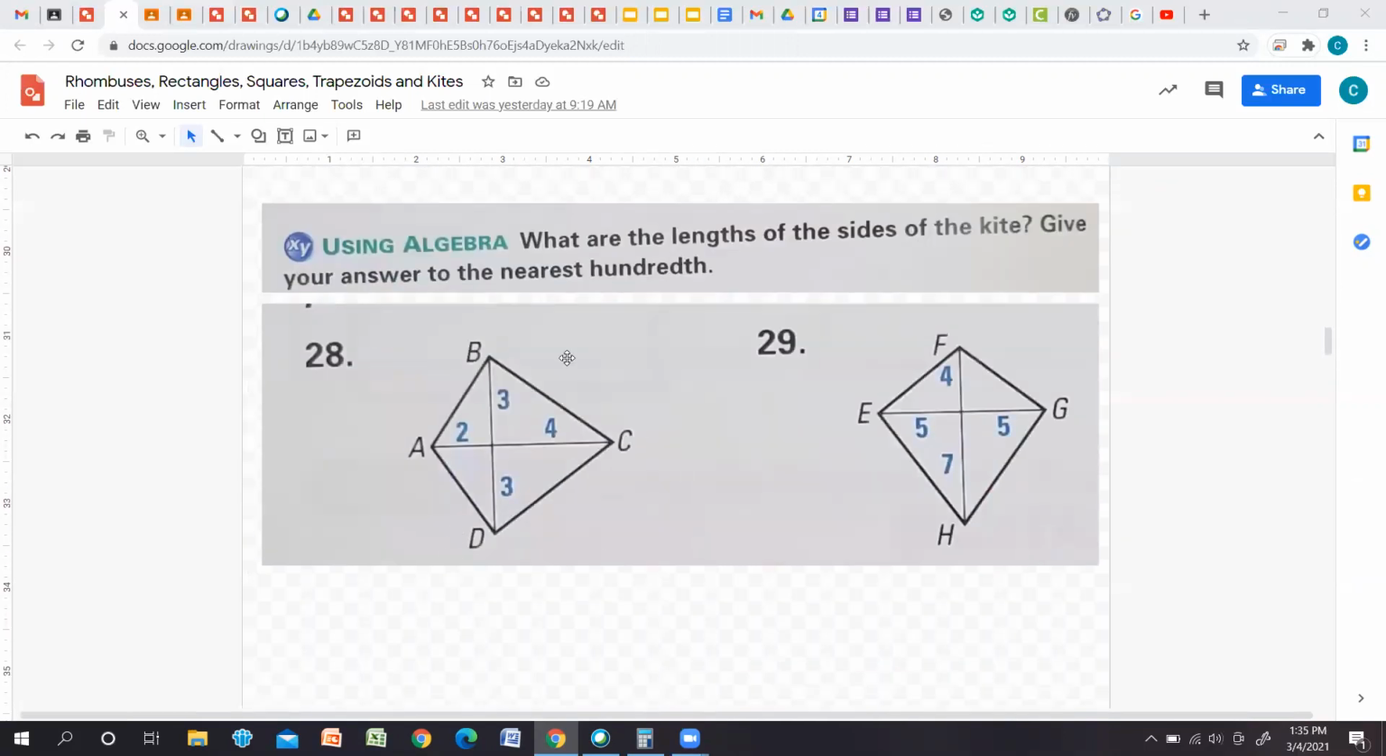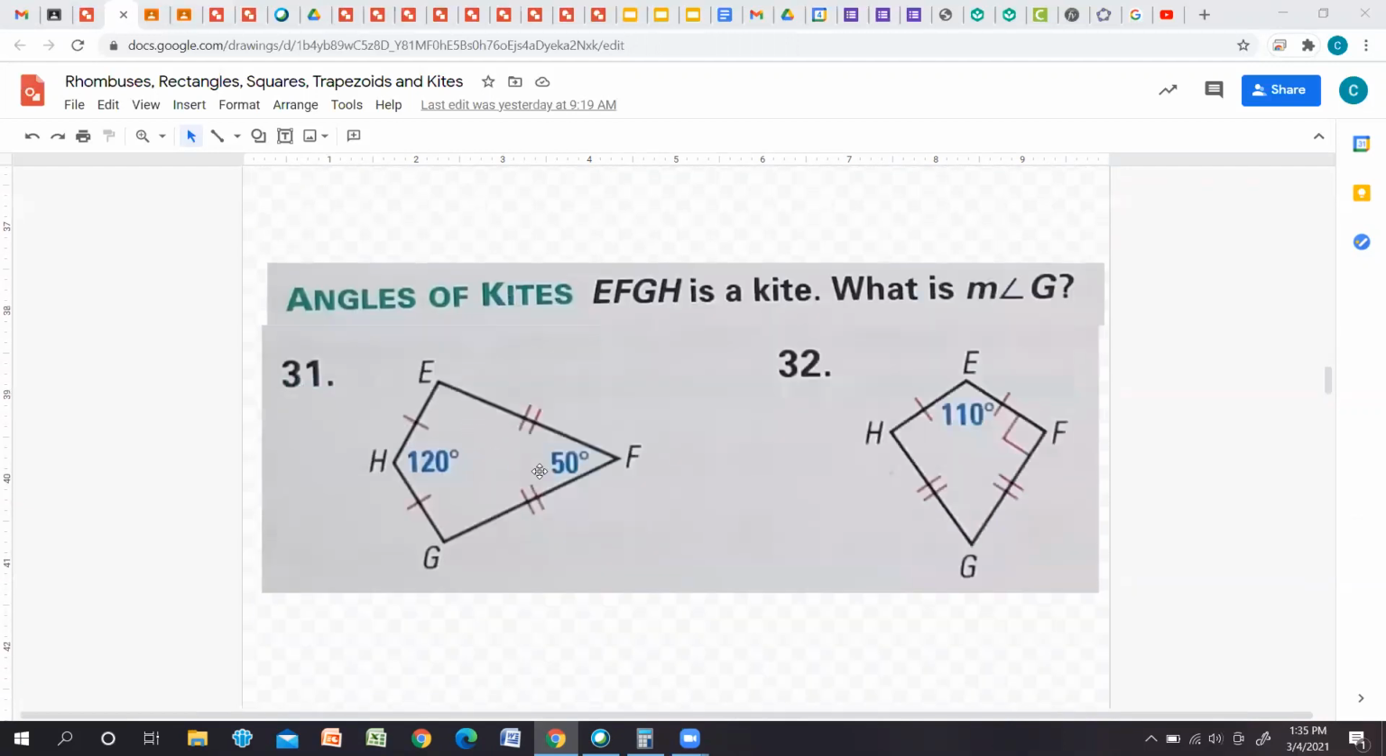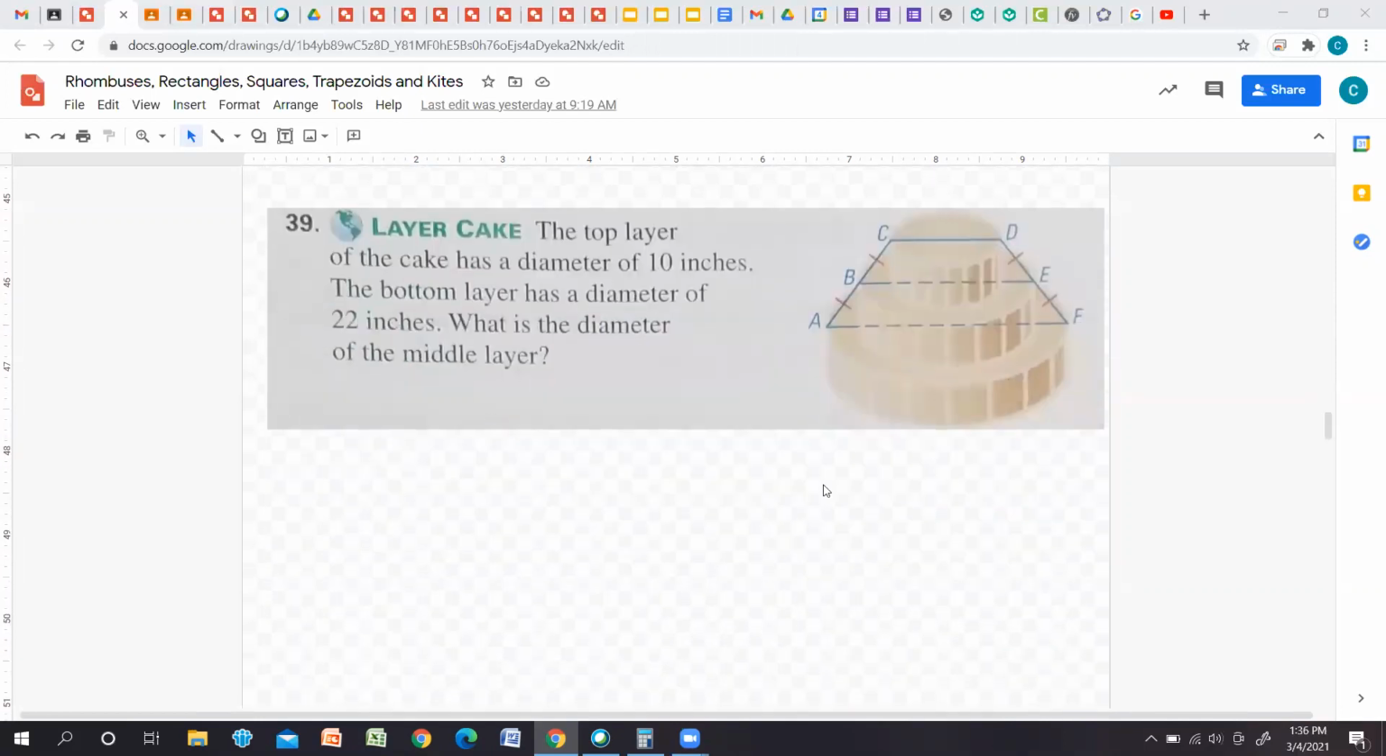So here, we did this in class, right? They give you the length of the diagonals, and then you find the sides of the kite. And then here, they give you some of the angles, and again, you find the angles of the kite. And it's very similar to what we did in class. And then a word problem involving a cake. So again, a trapezoid here.